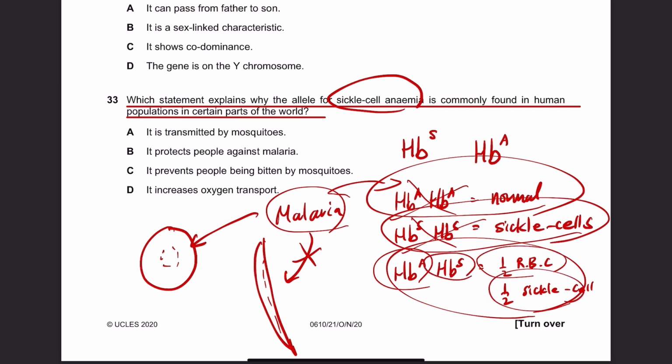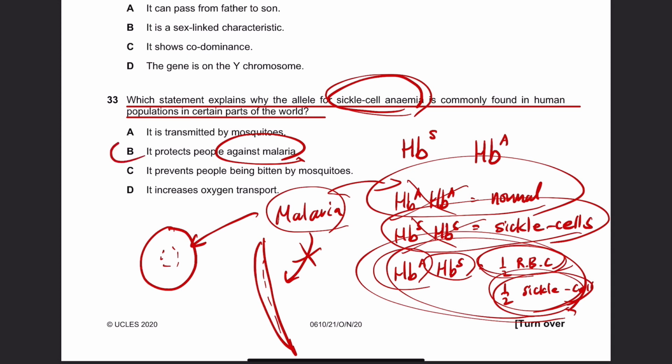So even if the normal cells get affected, they still have sickle cells. So they get protected against the malaria. So people with the sickle cell anemia gene, like half of them, get protected against the malaria, and that's the answer for number 33.